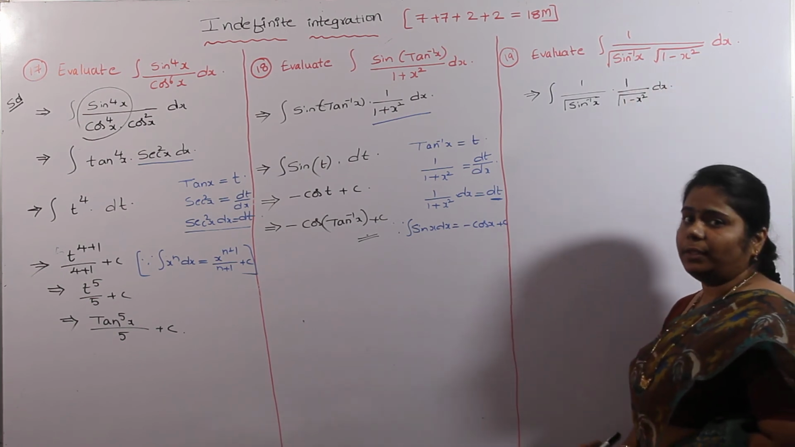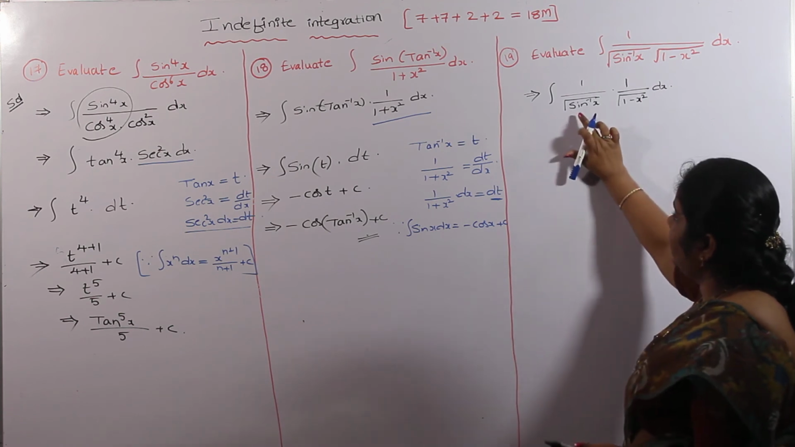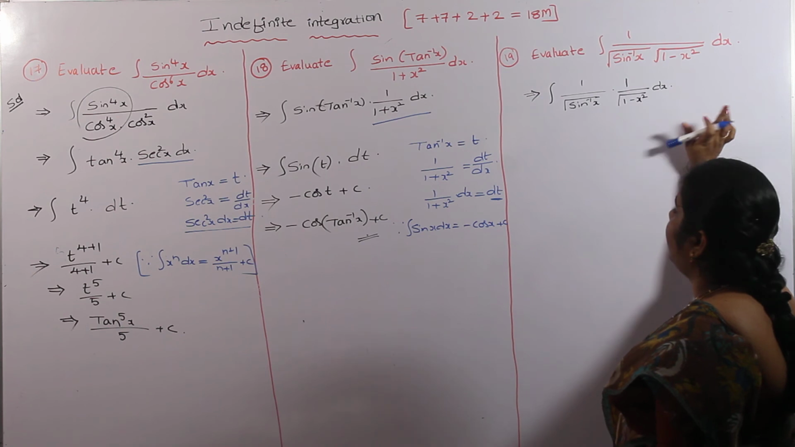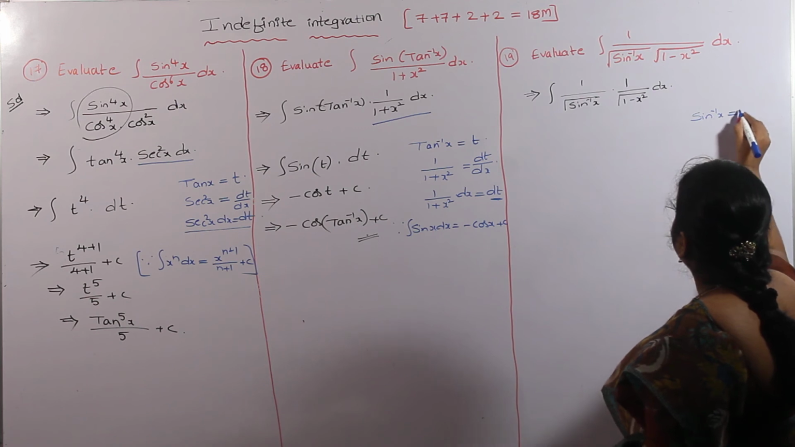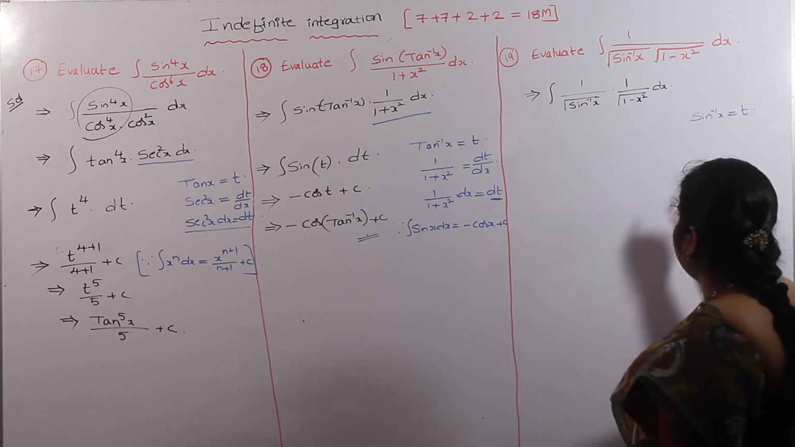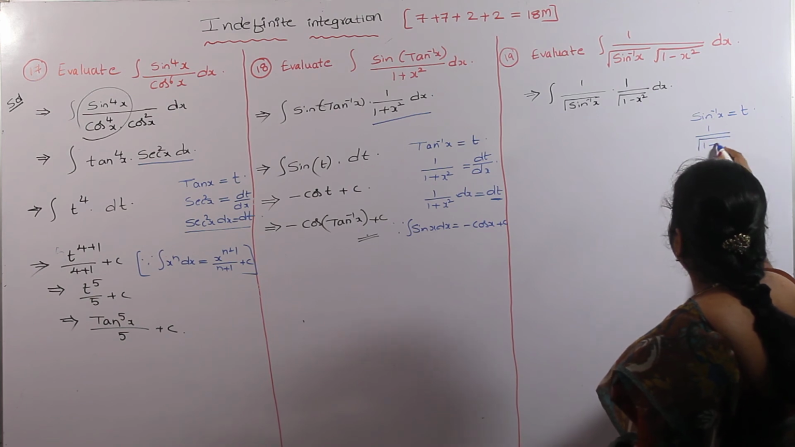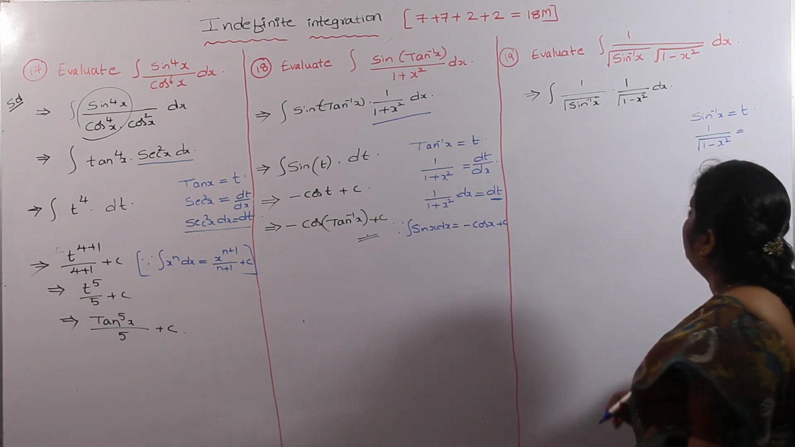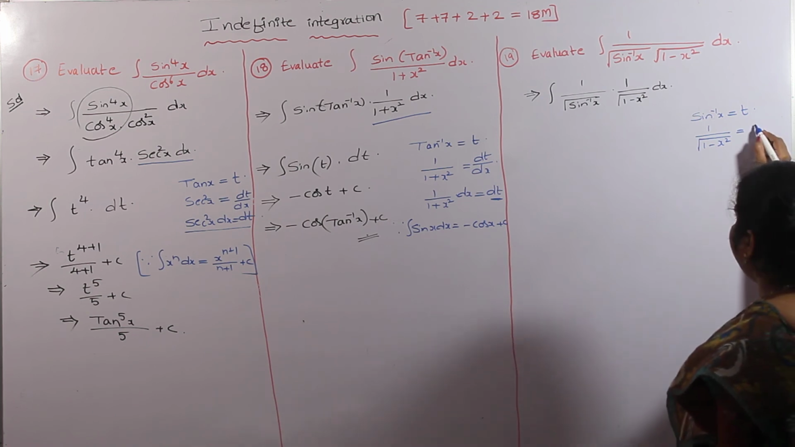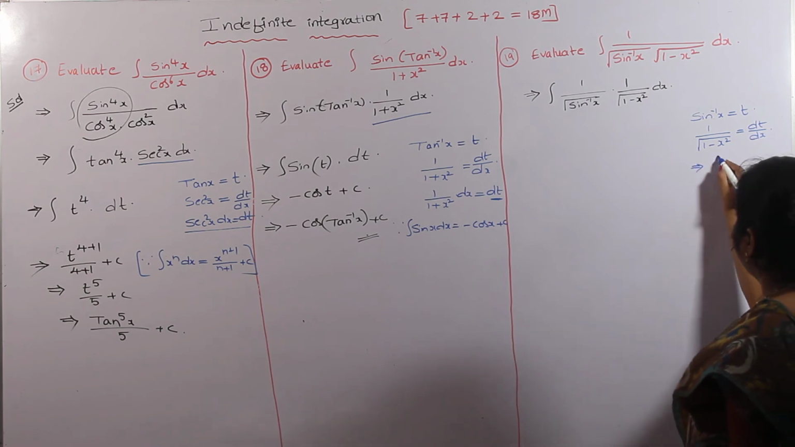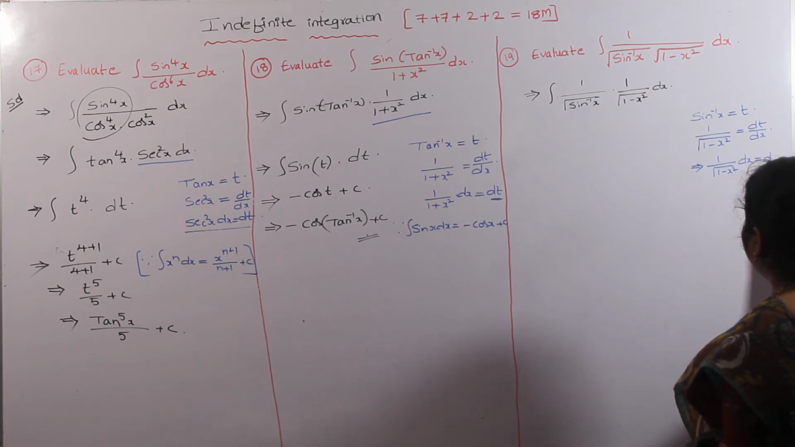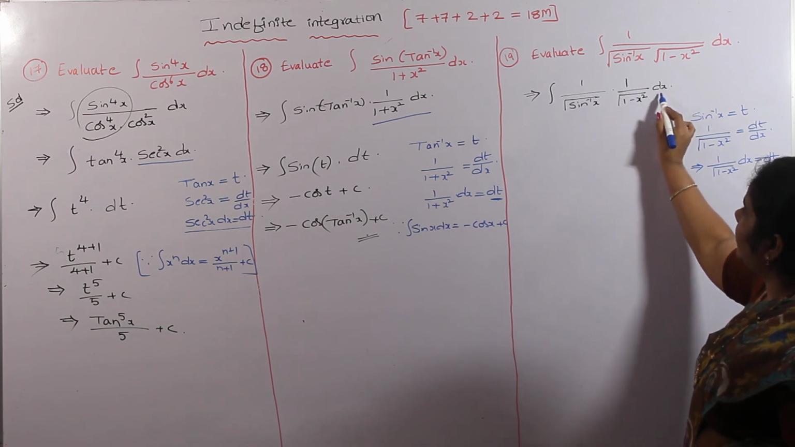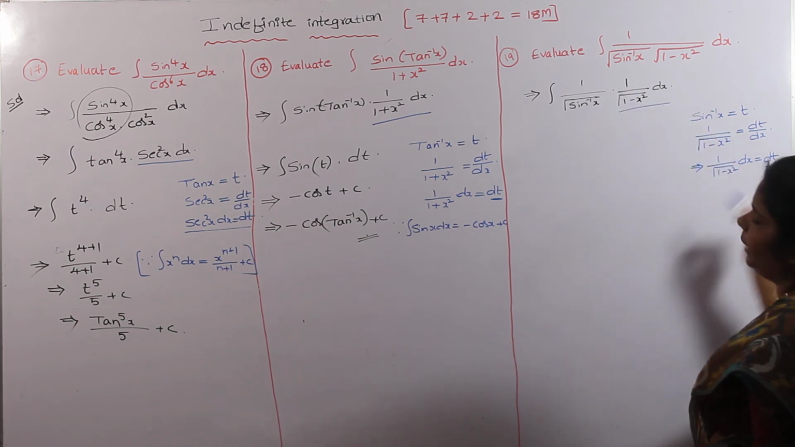We take the function whose differentiation is present as t. The differentiation of sin inverse x is 1 by root over 1 minus x squared, so we take sin inverse x equal to t. Differentiating, 1 by root over 1 minus x squared equals dt by dx. Transferring dx to this side, 1 by root over 1 minus x squared into dx is equal to dt.